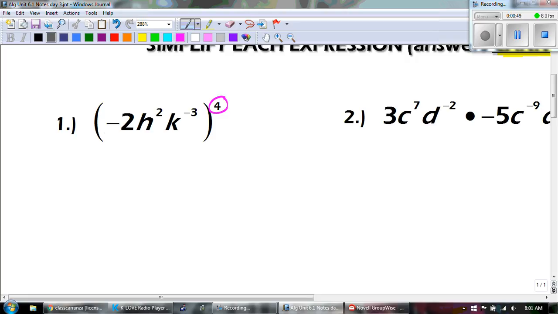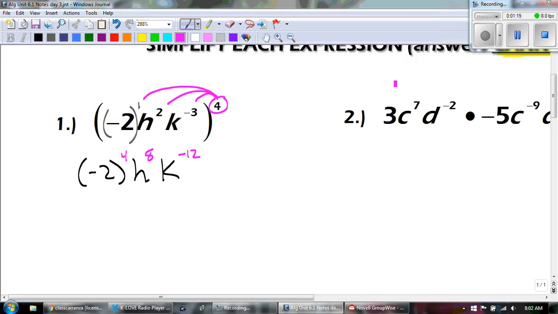So when I distribute, I need to remember to put parentheses around that -2 and make sure that it has an exponent of 1. And then I'm going to start to distribute. -2, h, and k all stay the same, but my exponents change. 1 times 4 is 4, 2 times 4 is 8, and -3 times 4 is -12. Now I can start to move and change everything around.